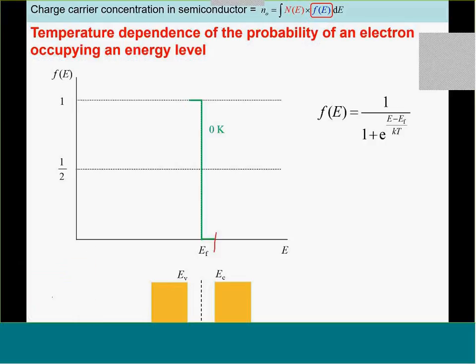Okay, so if E minus EF, somewhere here, you are going to get the difference between these two as something negative. Negative over 0. So we have negative infinity. So e to the power of negative infinity is 0. So 1 over 0.